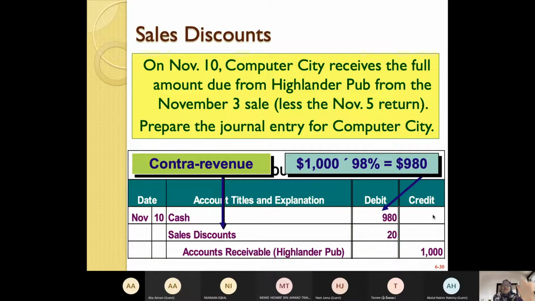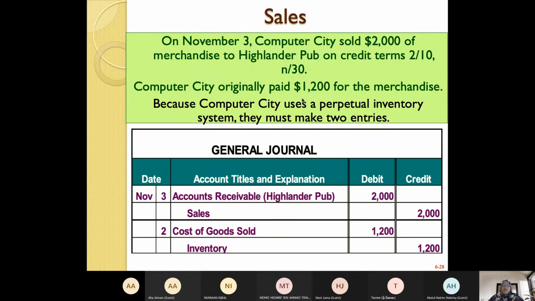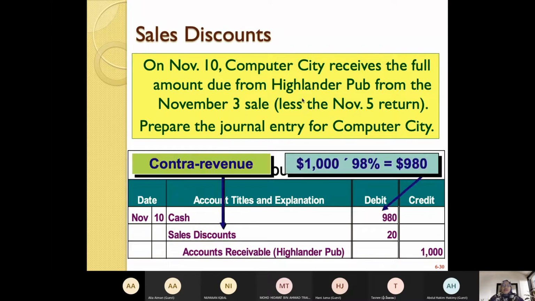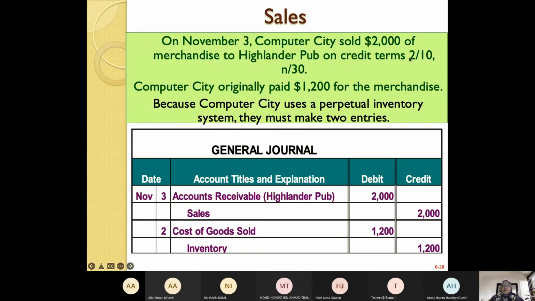prepare the journal entry. So remember that here it says less the November 5th returns, right? So you have to go back. How much is the full payment? First when you make sales, it was 2,000. Then there's a return of 1,000, so the balance now is 1,000. So when there's a 1,000 balance, but because you are given 2/10, net 30 when you first purchased, remember?